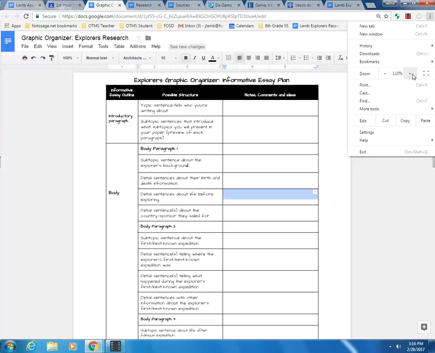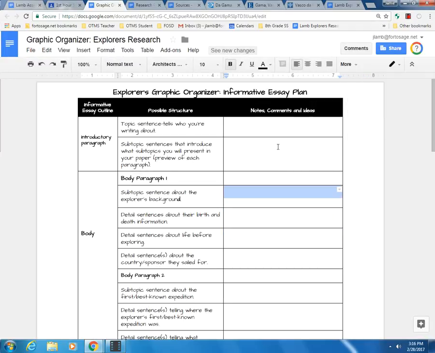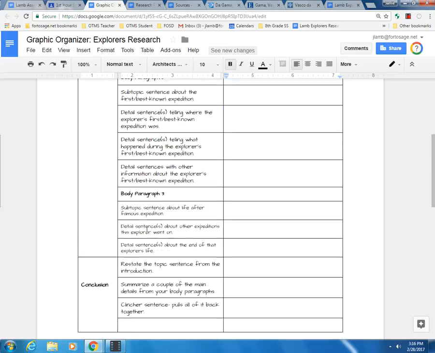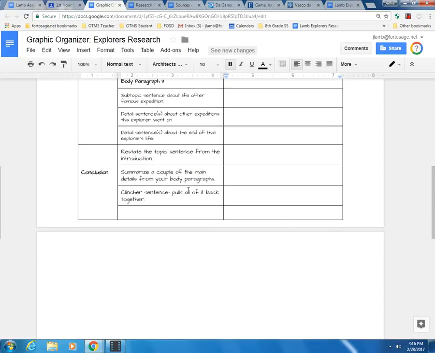So the graphic organizer looks like this, and you will notice on the left side, it tells you what it is that should go in that part of the paper. So this would be the introductory paragraph, and it tells you what you would put in it. And then you have the body paragraphs. There's 3 of them. So there's body paragraph 1. And this is over where you type, body paragraph 2, body paragraph 3, and then you have your conclusion.